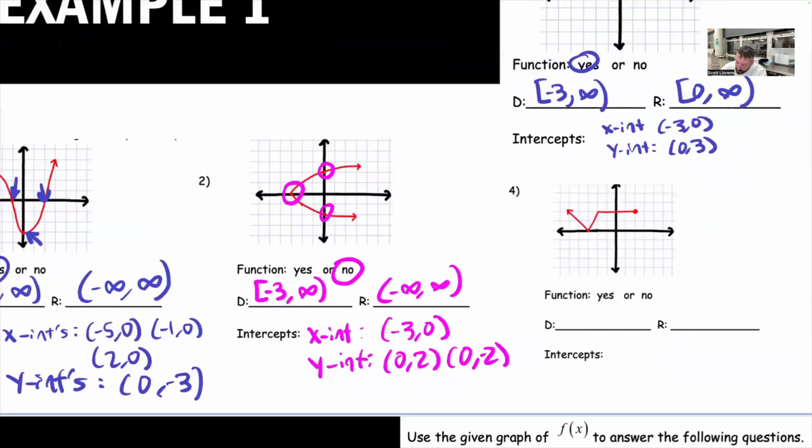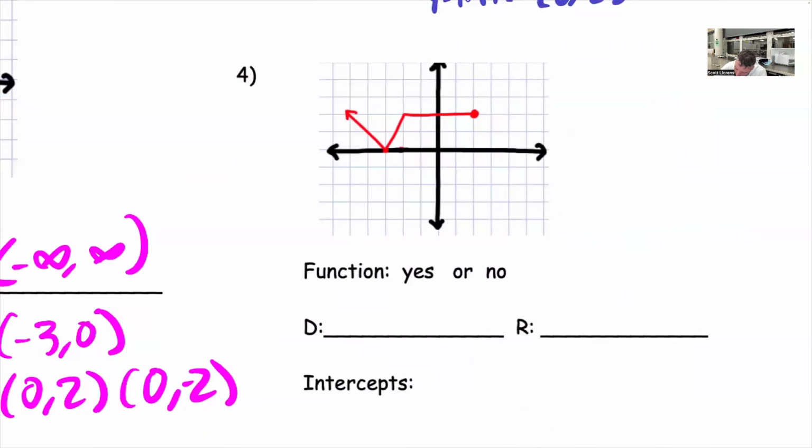All right, on to number 4. As far as function, yep, vertical line test, it passes it. We're good there. This is a function. And then we look at our domain. We're going forever to the left, but we're stopping here to the right. So we're starting at negative infinity because we're going forever to the left. And then as far right as we get is an x value of 2.